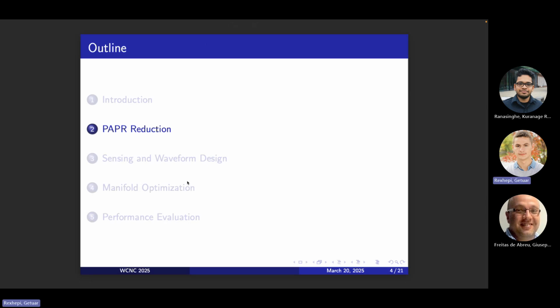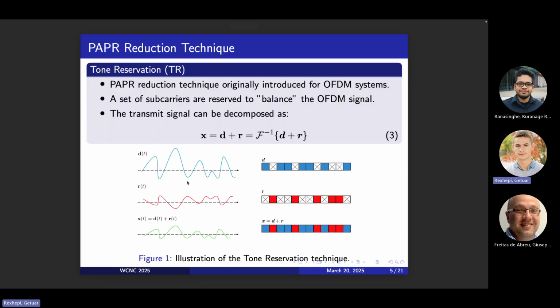With that in mind, naturally we ask ourselves, how do we solve this issue of high PAPR? During the past 2 decades, researchers have developed many schemes for PAPR reduction. Among these schemes, one stands out for its simplicity and efficiency, and this is called tone reservation, introduced more than 25 years ago by Cioffi.